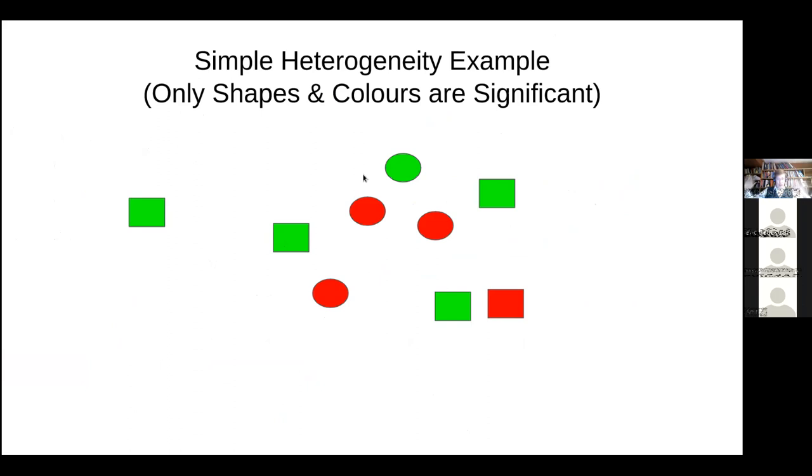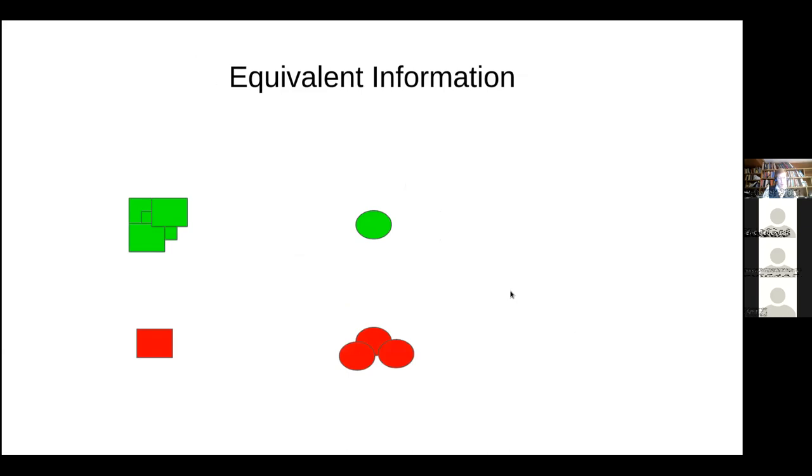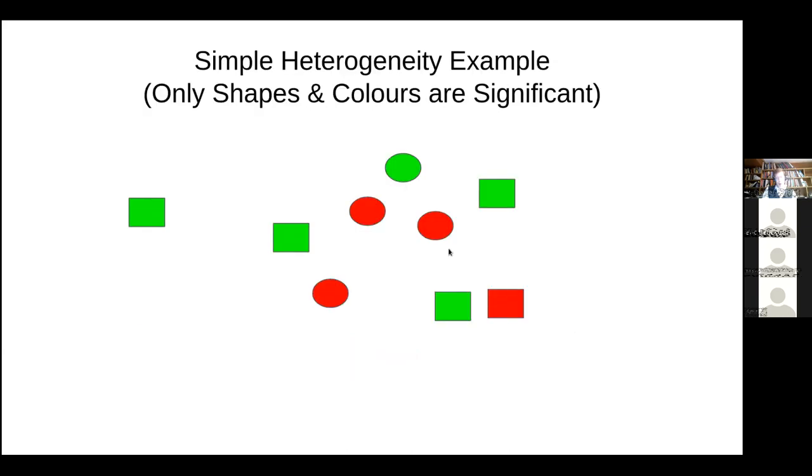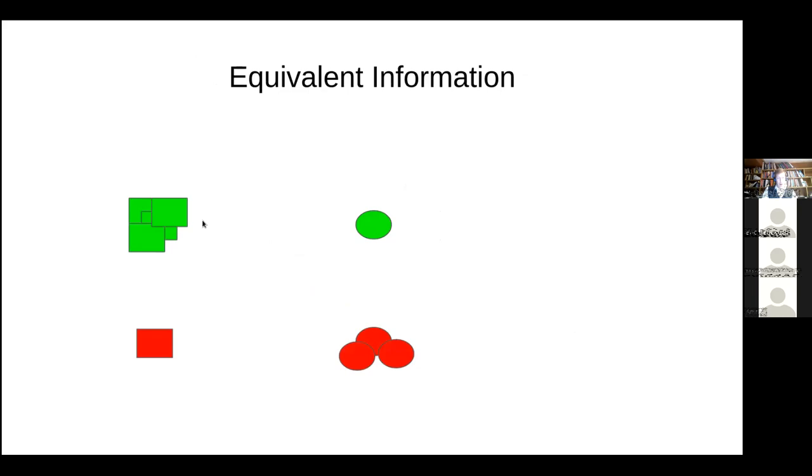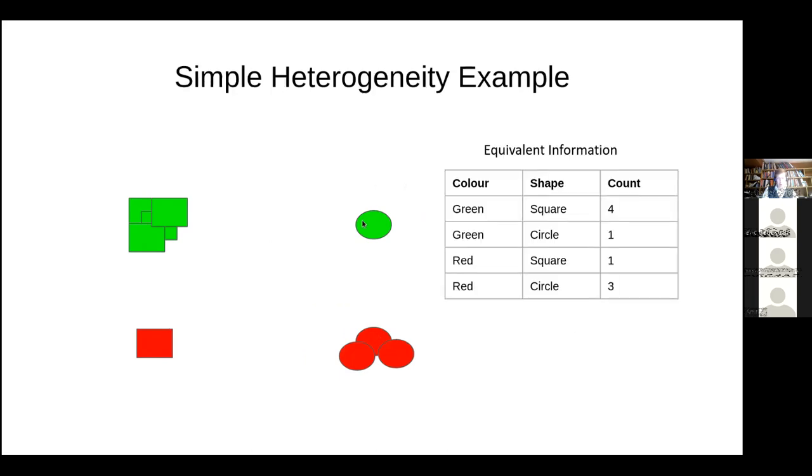So suppose we have a set of objects that are distinguished only by their shape and their color. We have four green squares, one green circle, and three red circles and one red square. Here we go. Not the red square in Moscow. I think it would be incontrovertible that the information connected here, shape and color, will be retained if I just group these together: the green squares together, all the red squares together, and the same thing with these circles.